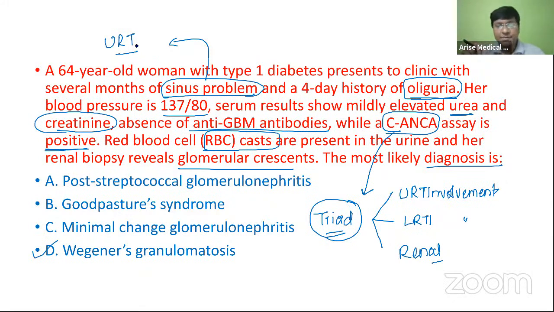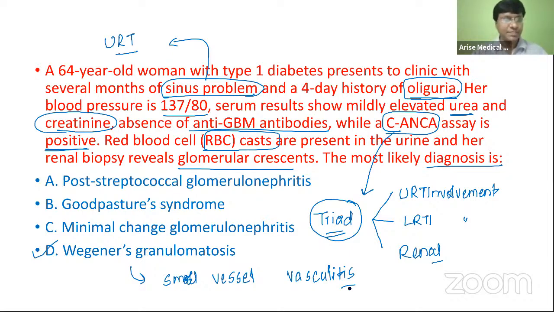But the very important point in the diagnosis of Wegener's granulomatosis is the antibody. Which antibody is present? C-ANCA is positive. That is very much suggestive of Wegener's granulomatosis. And remember, Wegener's granulomatosis is a small vessel vasculitis. Okay, so that is about Wegener's granulomatosis. Now, regarding the other options also, I will try to tell you a few points.